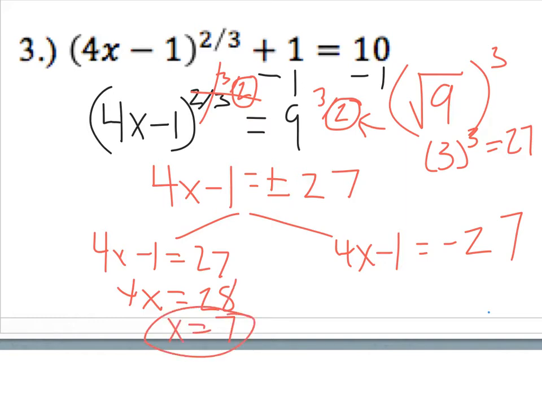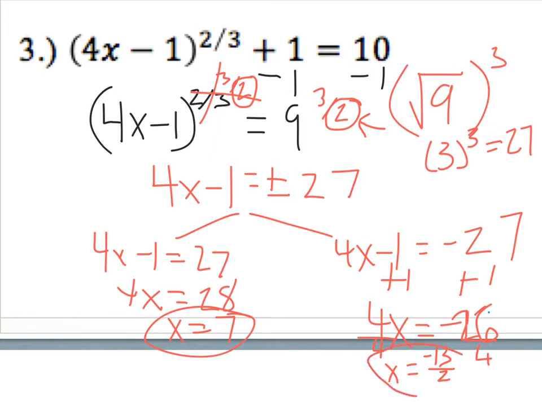Okay, that's your first one. Now for the second, we add 1 to both sides. So we have 4x equals negative 26. Divide both sides by 4. x equals, we can simplify that to negative 13 over 2. And I'm going to save you a step. When you plug it back in, both of those work out. So that's our other answer, and it is okay to have two answers for some of these problems.